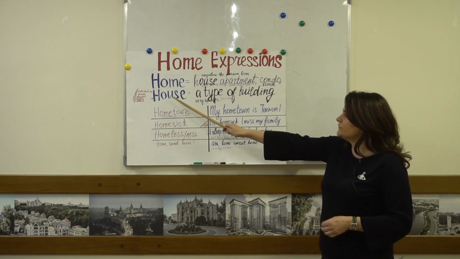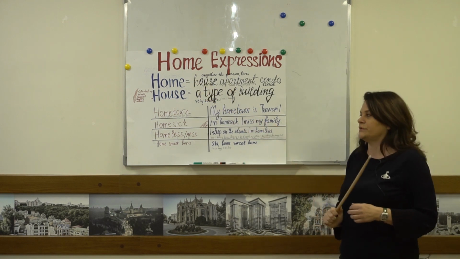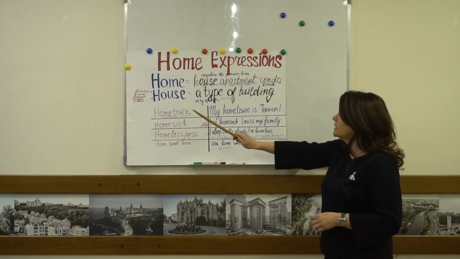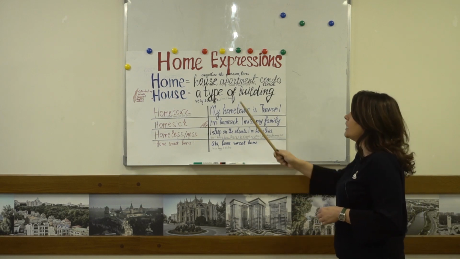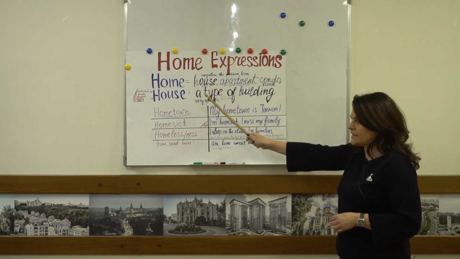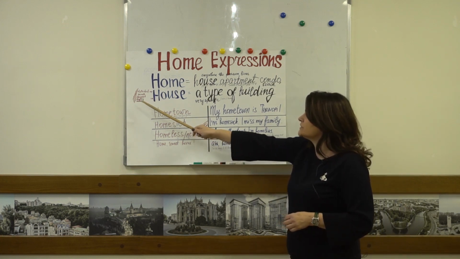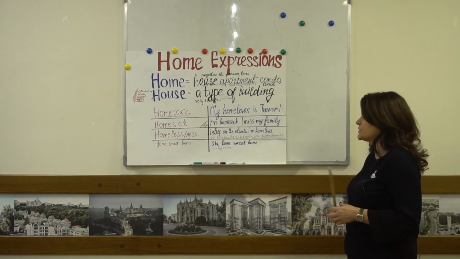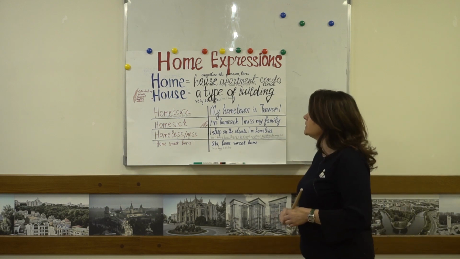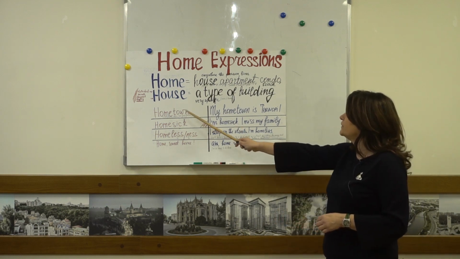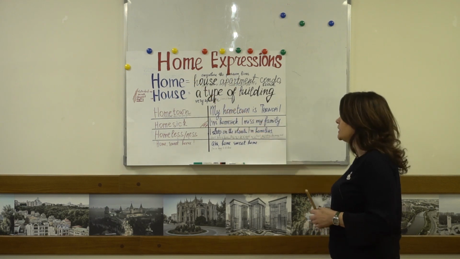Home has a personal and emotional aspect. As to house, it is a special type of building, a construction. It is a physical aspect. We can speak about private houses, terraced houses, duplex houses, and weekend houses, for example. It is a type of building. So, now let's get started with the expressions which have home and house in them.